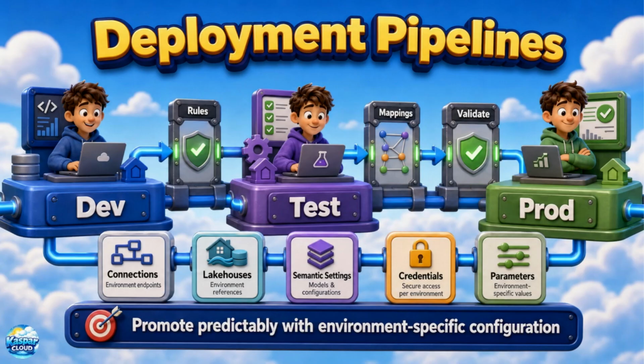Before deployment, teams should test data quality, performance, security, and downstream report behavior. In enterprise environments, deployment should be predictable and reversible where possible. CI/CD reduces risk, supports collaboration, and improves operational maturity.